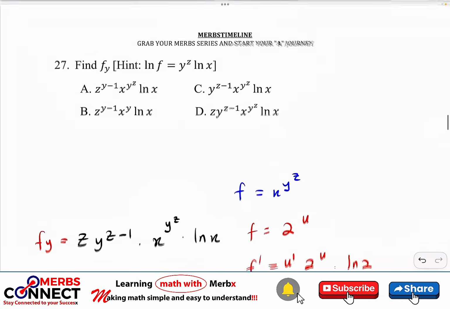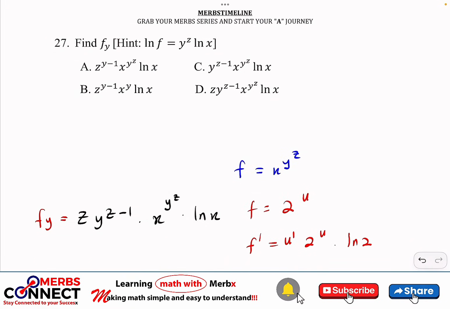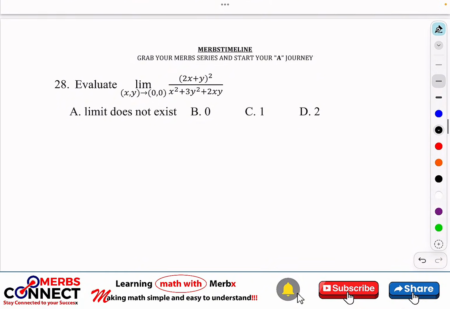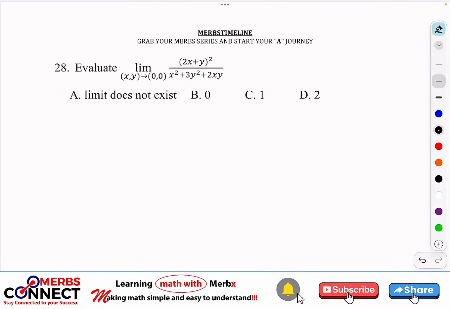So let's go and see what is going to be here. I have z here. I have yz minus 1. I have the function, I have this. So this is going to be, of course, 27. Now let's look at this function here. We have a function where we are approaching 0, 0. I want to see what we can do with this. So let's go through this.